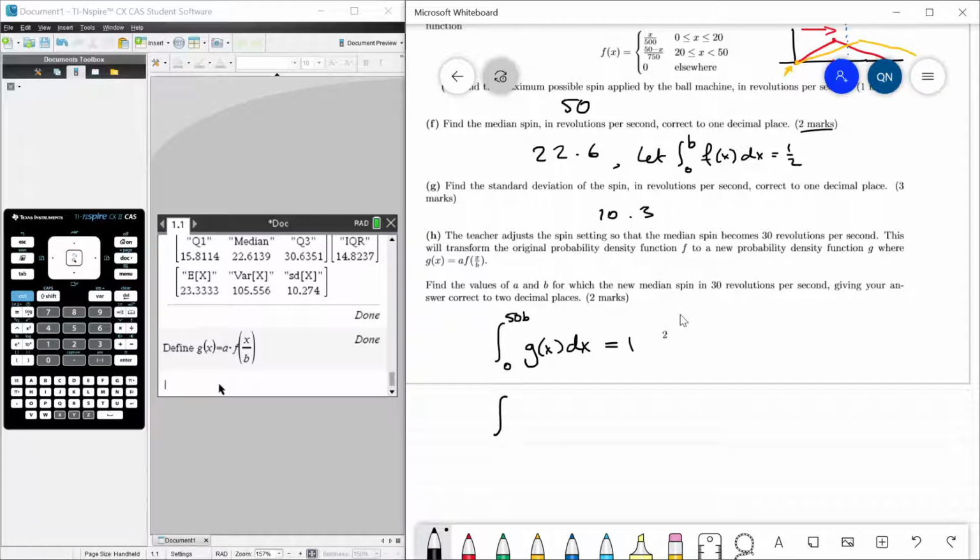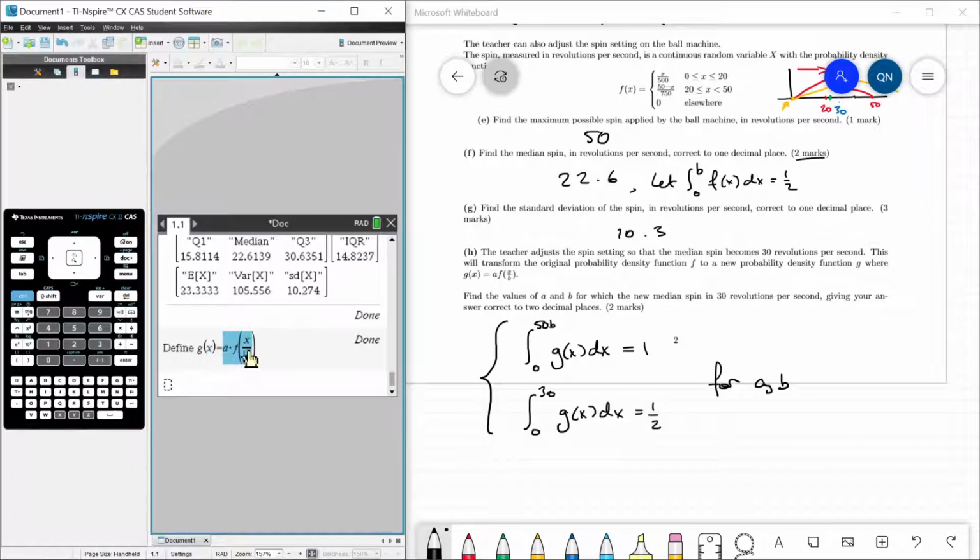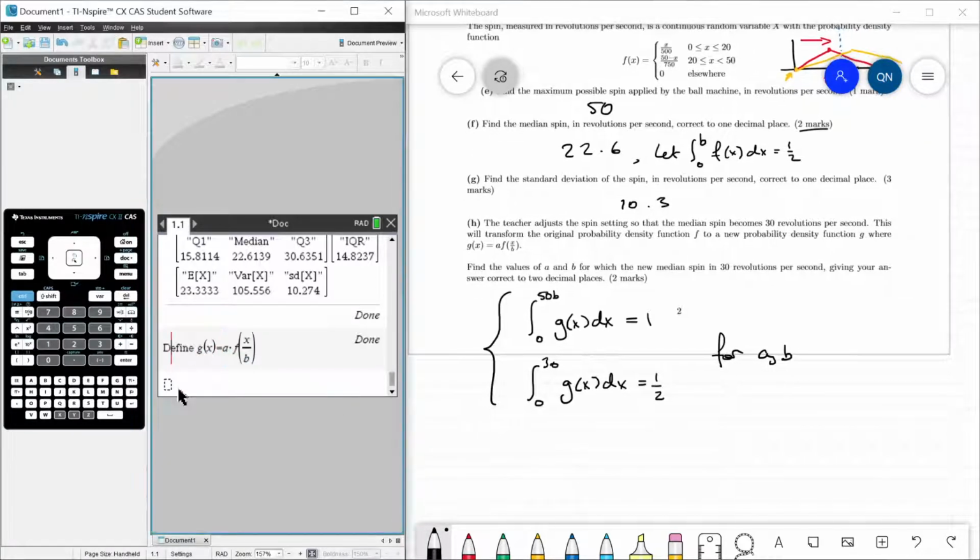So we have the integral from 0 to 30 of g of x dx is equal to 1/2. That's what it means for the median to be 30. The probability of the distribution between one endpoint and 30 is equal to 1/2. Okay, so these are what we want to solve simultaneously for a and b. Now there's no a's in here, but a is actually hidden in the definition of g. So the CAS will be solving for a because when it sees g, it thinks of a times f of x over b.